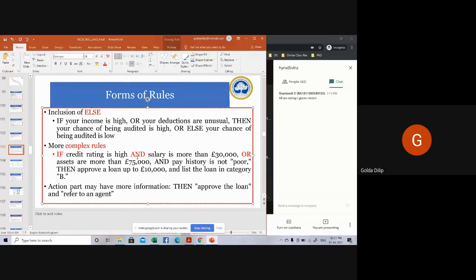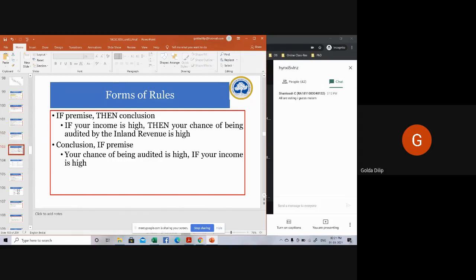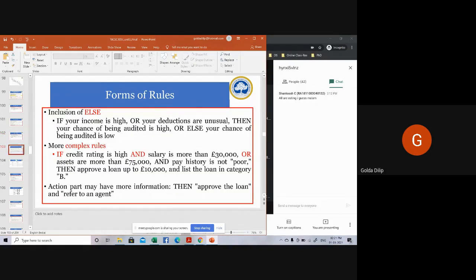If credit rating is high and salary is more than 30,000 pounds, or assets more than 75,000 pounds, and pay history is not poor, then approve a loan up to 10,000 pounds. And the loan category will be B. So different forms of rules are being shown in these two slides. A simple rule, then with an else condition, then you have more complex rules.